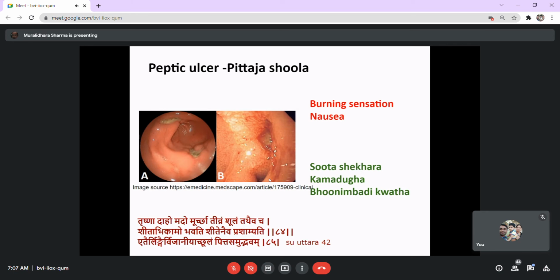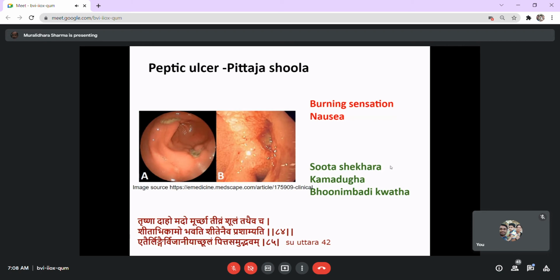In Pittaja Shula, the features mentioned are exactly Trishna, Daha, Mada, Murcha, Tivra Shulam Jayate, Shita Bhikamaha. Characteristically in these patients, the consumption of milk reduces the symptoms, and this is the typical feature of what we see in deep peptic ulcer under the endoscope. The usual treatment in that condition would be Sootashekhara, Kamadudha, and either Bhunimbadi or Avipattigara, depending upon the other presentation.